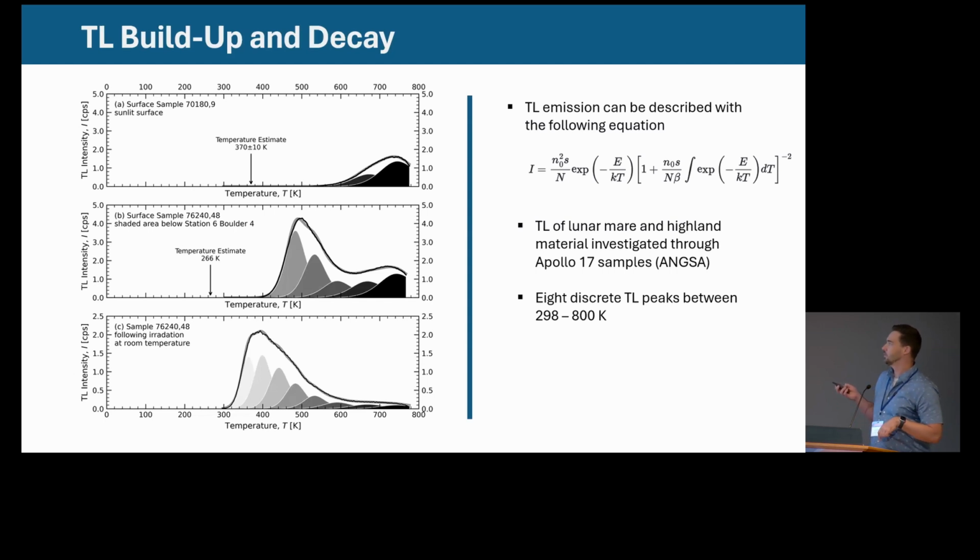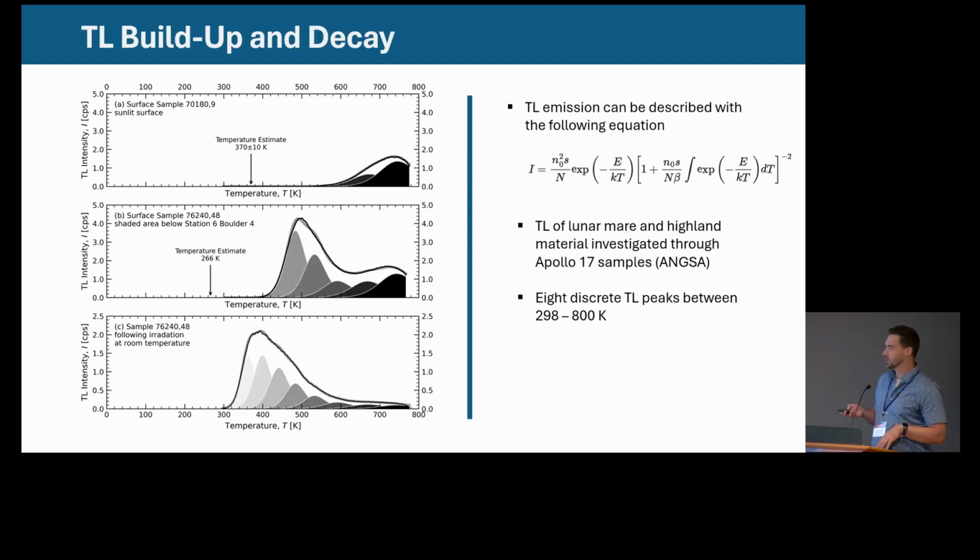Here is the more general equation for it, and we're really looking at E and S. That depends on where the peak is sitting, and the intensity of that peak depends on how many traps are filled. If you're looking at something that comes from a colder region, let's say the Apollo 17 Station 6 boulder floor shadow, the glow curve looks different, and the reason is that the sample was colder. Some of these lower energy traps were stable and could build up over time.